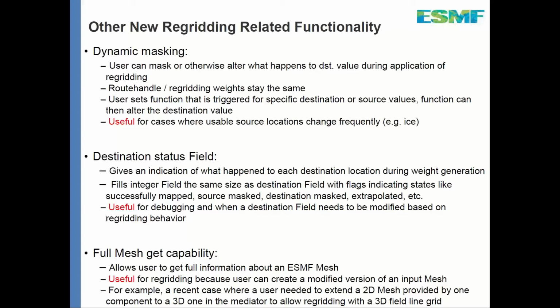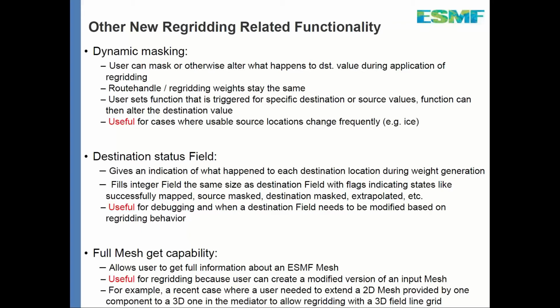Another new capability we've added is a destination status field. You can take an integer field, the same size as the destination field, and pass it into the regridding. When the weights are calculated, the regridding will fill that destination field with flags. For each point of the destination, it'll tell you what happened to it during the regridding, whether it was successfully mapped, whether it was masked because of a source mask or a destination mask, or whether it was extrapolated to.